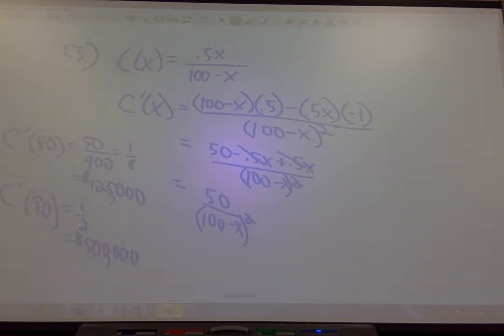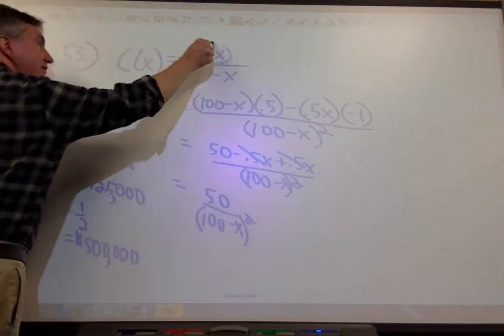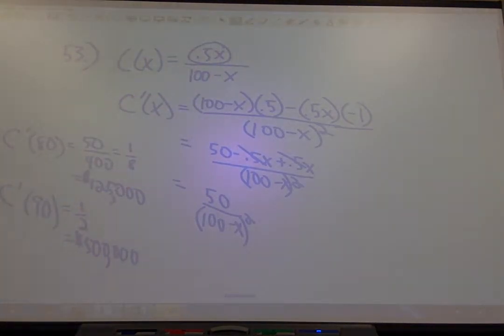I plugged it in, and I did it twice. Just remember, if you ever have just x to the first power, the derivative is just the coefficient. So if it's like 8x, the derivative is 8. So that's good. Any others?